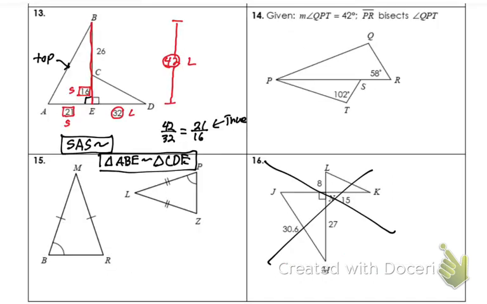Number 14 says given measure of angle QPT equals 42 degrees. So QPT is 42 and PR bisects QPT as well. Okay, so they tell me this whole measure QPT is 42 degrees. I was going to put a little arrow and say that's 42 degrees. But then they say that PR is an angle bisector. What does that mean about both of these small angles then? They're both going to be 21. Yeah, so we'll have 21 degrees in both of these.